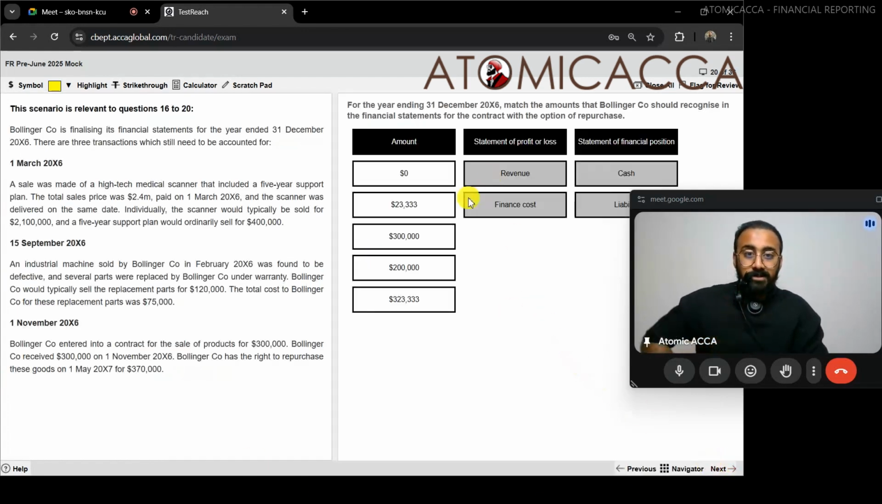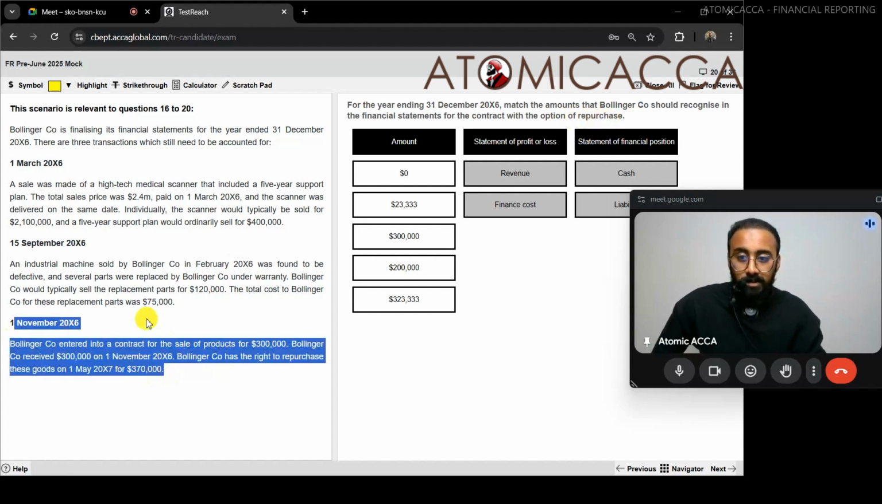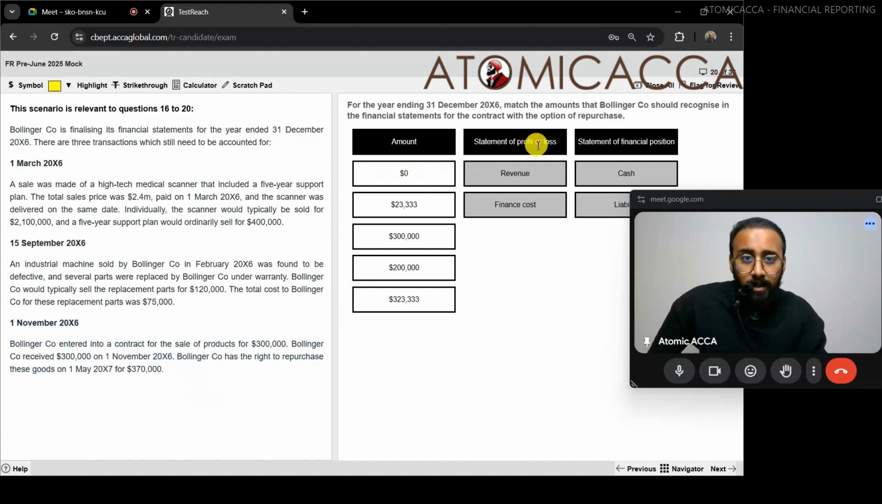For year ending 31st December X6, match the amounts Bollinger company should recognize in the financial statements for contract with option for repurchase. Okay, option for repurchase is this last paragraph. Once again, for year ending 31st December X6, match the amount that should be recognized in the financial statement. So when is the sale happening? 1st November X6. Year ending is 31st December X6. So November, December. So this is like a 2 month situation over here.